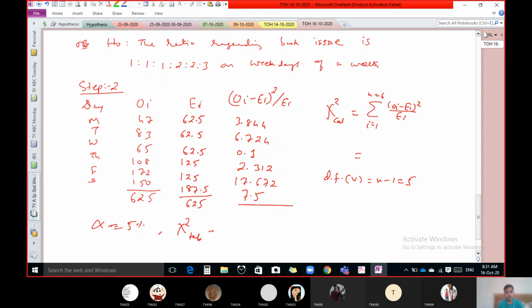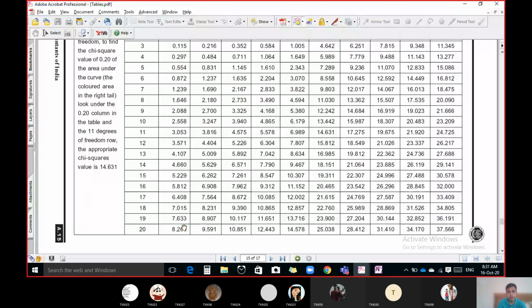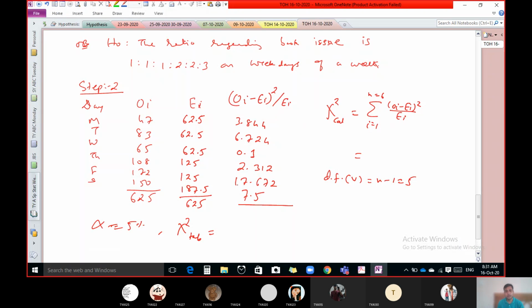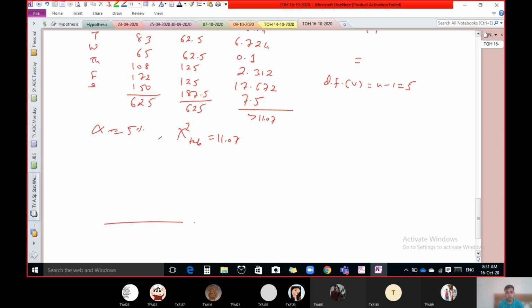Chi-square tab. See chi-square tab at 5% and degree of freedom 5. For 5%, 1, 2, 3, 4, 5. The value is 11.07. So this is 11.07. And this is obviously more than 11.07. So if we draw the chi-square curve, 11.07 chi-square tab is here, but our calculated value is more than that, so it should be here somewhere.